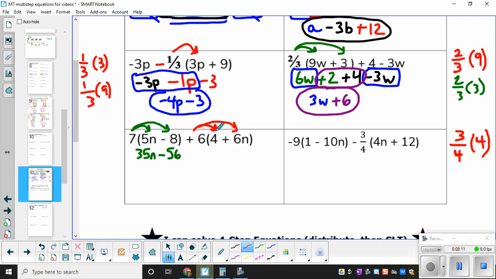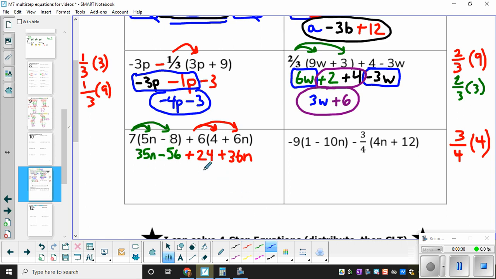All right, now over here in red, I've got 6 sets of 4 plus 6n. So 6 sets of 4 would be 24. And then 6 sets of 6n would be 36n. So again, you're just multiplying 6 times 4, and then 6 times the 6 here is 36. All right, so we had to distribute, but we just had to distribute twice in this example.